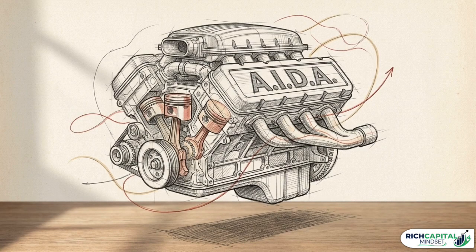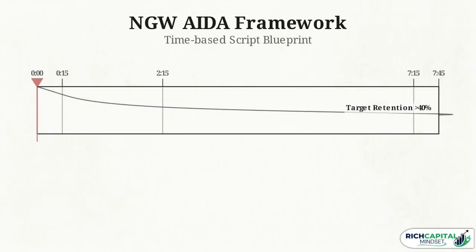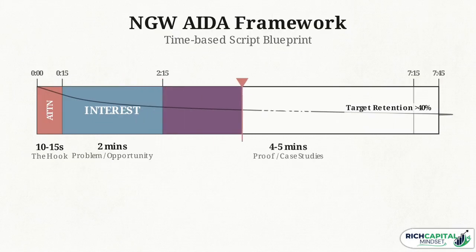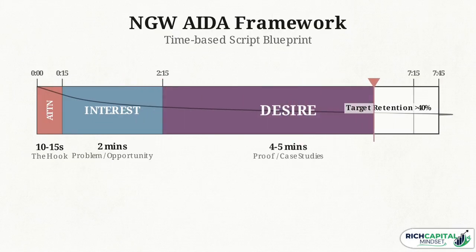Now we implement the core engine of this system, the next global wave AIDA prompt framework for script writing. This timeline is your script. The prompt directs Claude to write the attention block, a high-impact hook. Next is interest, synthesizing real data to explain the opportunity. Then desire builds case studies, addressing objections. Finally, the action instruction wraps up with a soft call to action.